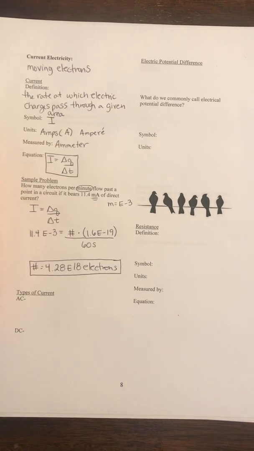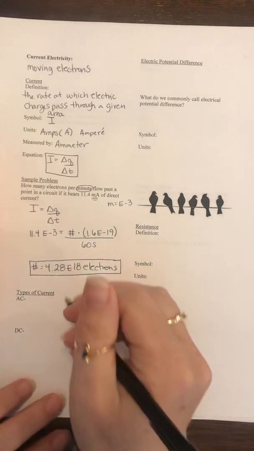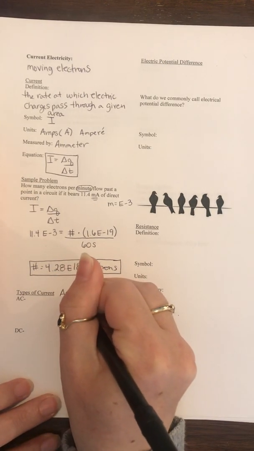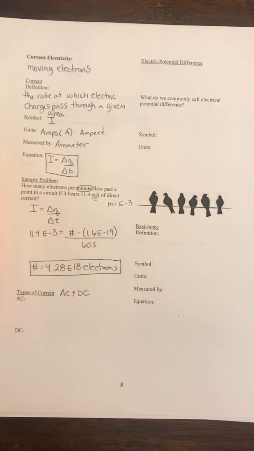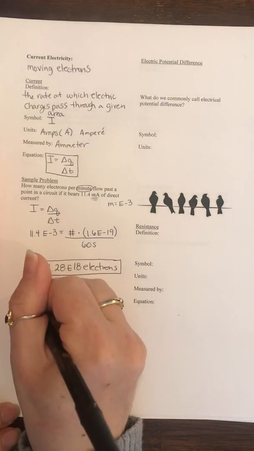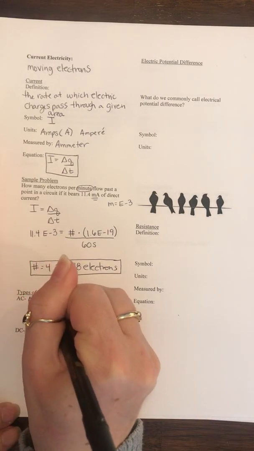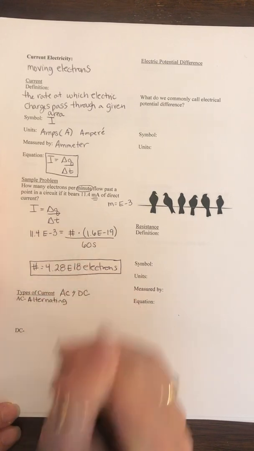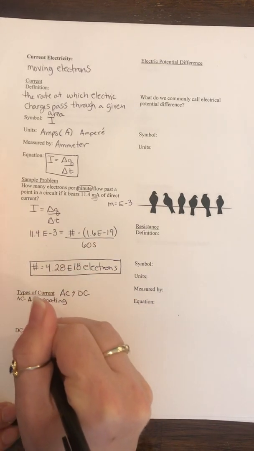A quick note about current is that there's two different types of current, okay? And those two types of current are AC and DC. That was my best band logo drawing. Okay, AC is something called alternating current, and DC is something called direct current.